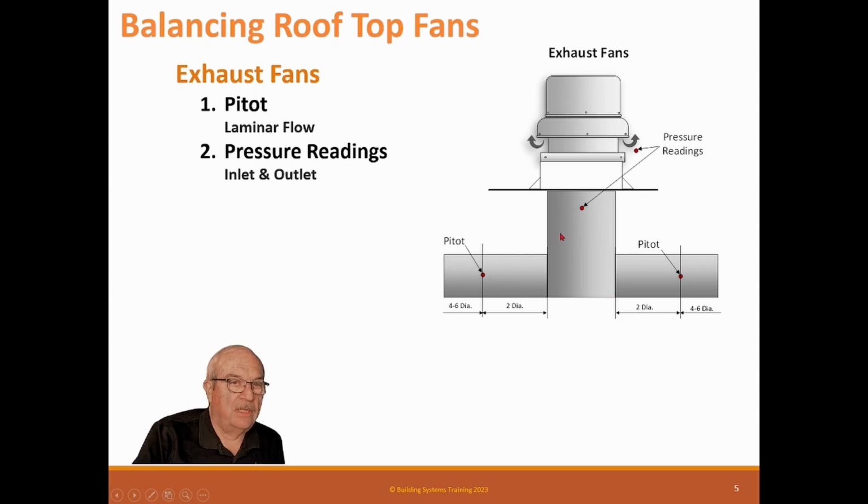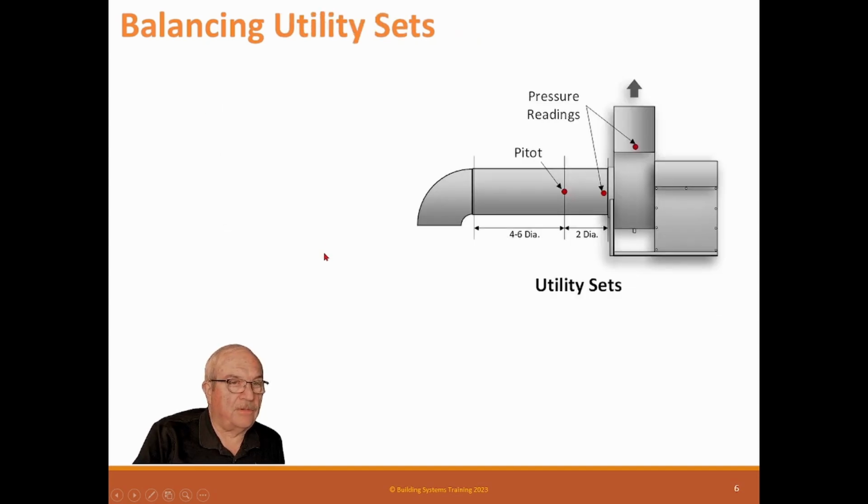And of course, the pressure reading would be inlet and outlet would be 0. Need to take motor RPM and volts and amps, fan curves. So from motor RPM, volts and amps, and the pressures, you can get your readings on the fan curves. This is utility sets. Utility sets are basically centrifugal fans, normally roof mounted or in a fan room or something. And of course, you can get your static readings, inlet and outlet right there.